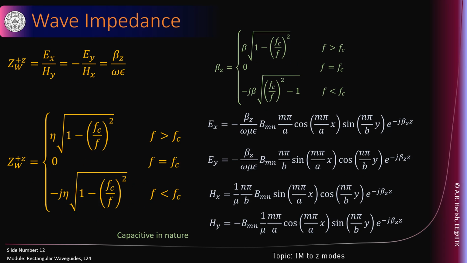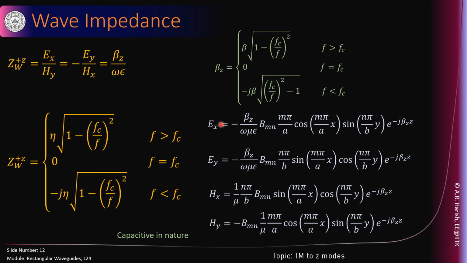So we'll spend a moment to look at the wave impedance for TM to Z mode. Definition is still the same. It is Ex upon Hy, which is also minus Ey upon Hx, which is equal to, now slightly different, look at Ex and Hy. Take the ratio. Minus sign will cancel. Bmn will cancel. Beta z by omega mu epsilon upon 1 by mu. Mu will cancel. We are left with beta z by omega epsilon, and all these terms are exactly identical. They'll all cancel. So we have beta z upon omega epsilon, and beta z is known by these equations.